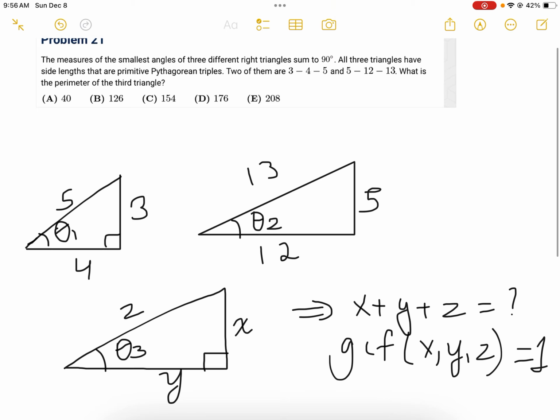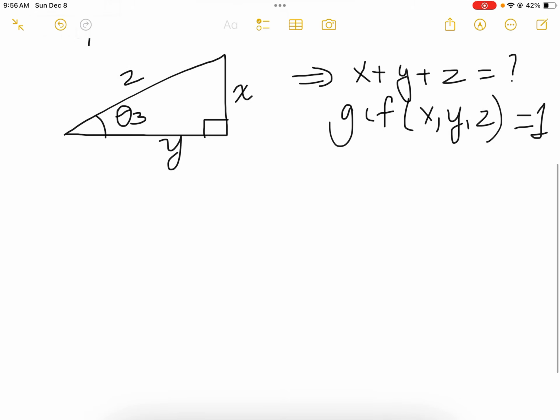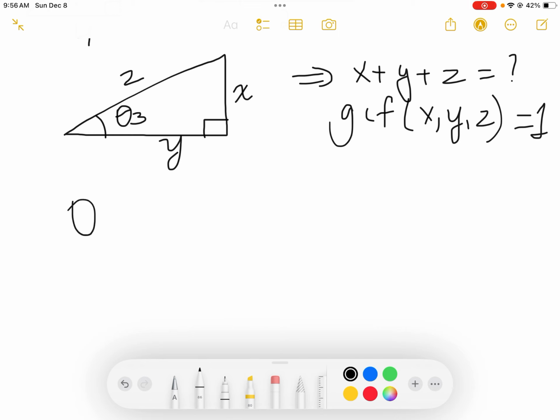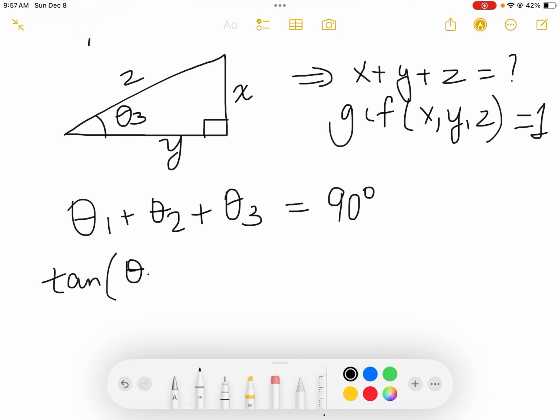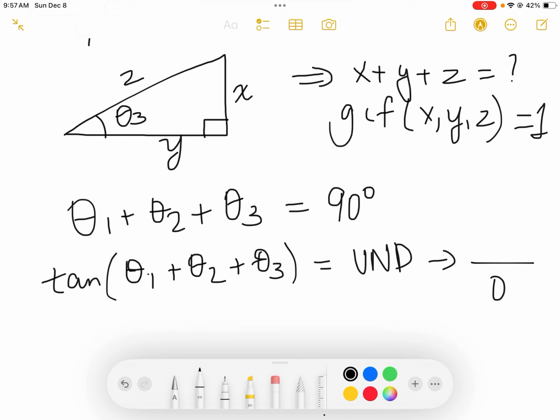Alright, so let's get to it. We know that theta 1 plus theta 2 plus theta 3 is equal to 90 degrees. So what I'm going to do is take the tangent of both sides. So tangent of theta 1 plus theta 2 plus theta 3 is undefined. Means it's something over 0.